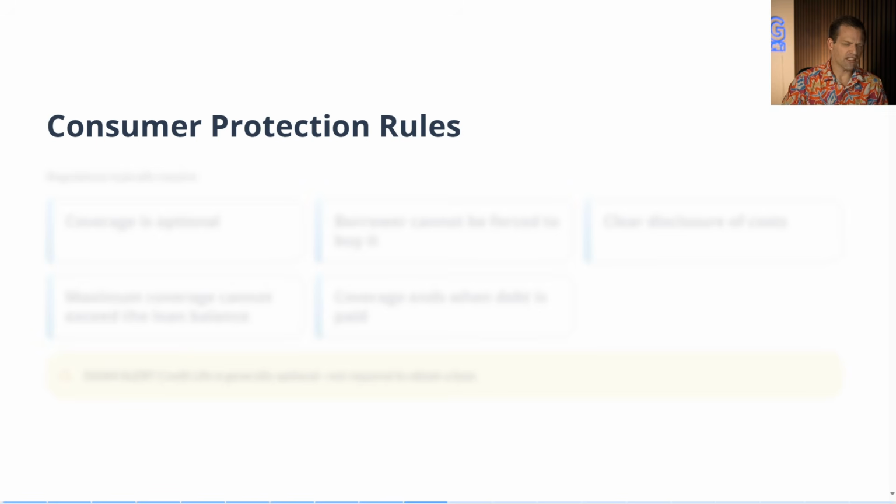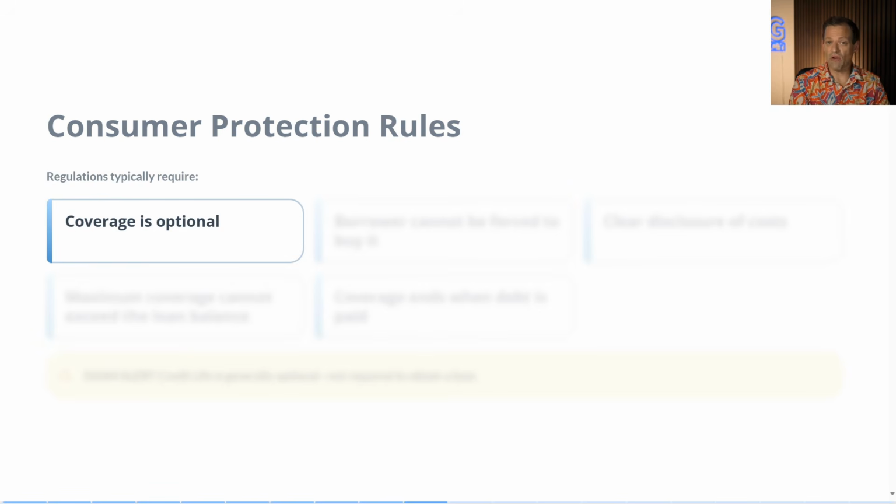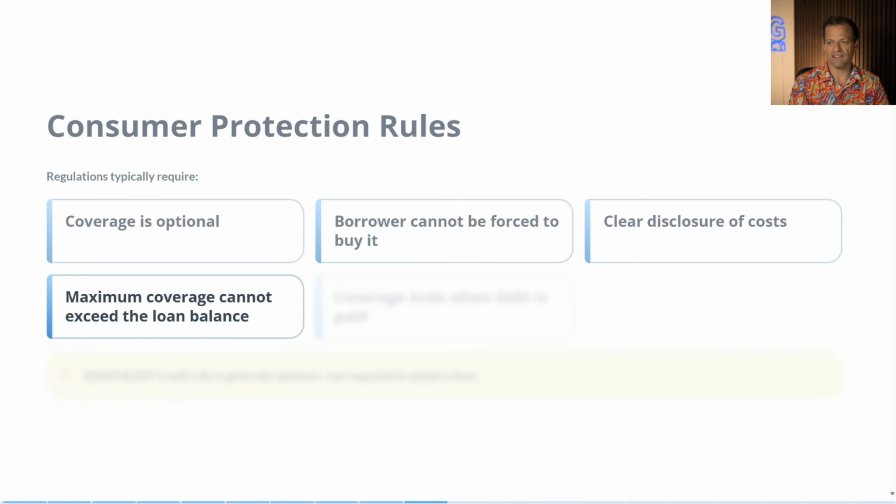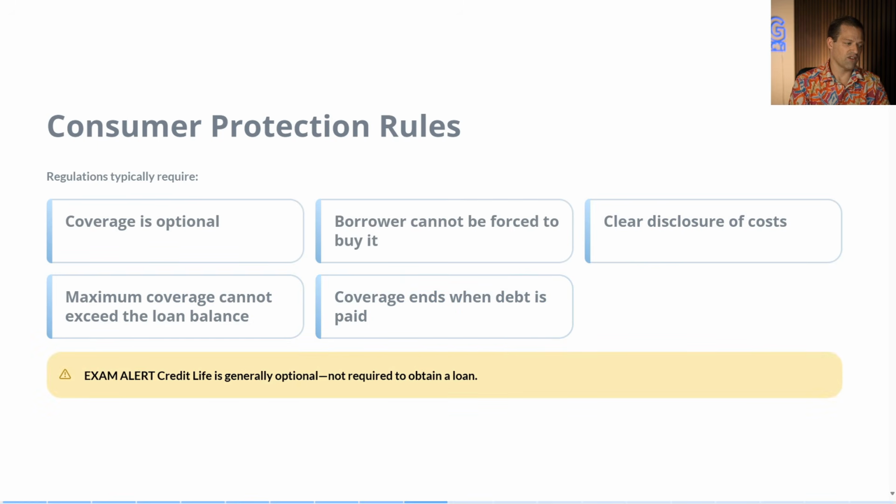Okay. There are some consumer protection rules just to be aware of. Coverage is optional. You don't have to buy this. The borrower cannot be forced to purchase. Clear disclosure of the cost in the purchase process and financing process. Maximum coverage cannot exceed the loan balance. And then coverage ends when the debt is paid. So understand, for the exam, credit life is optional, not required.